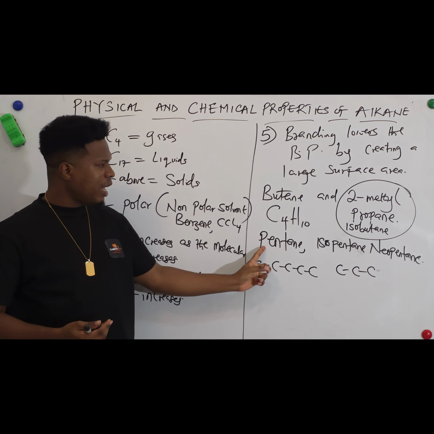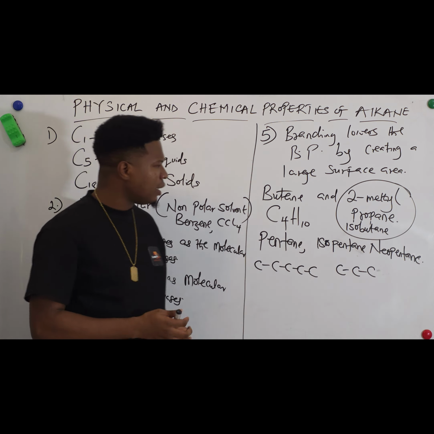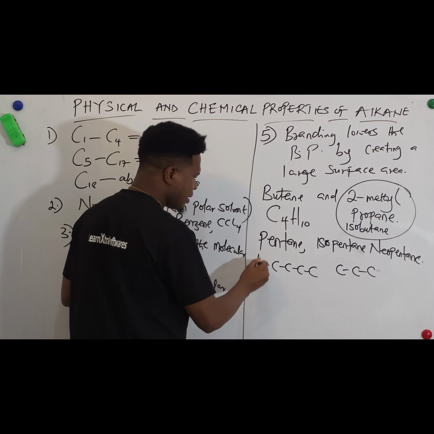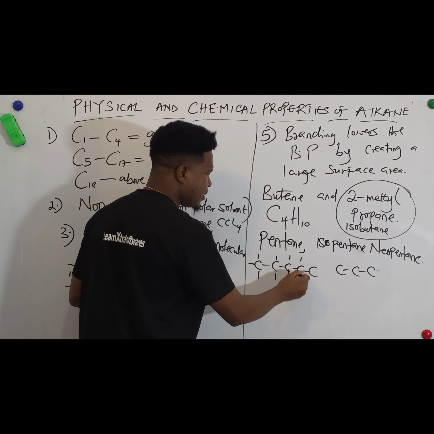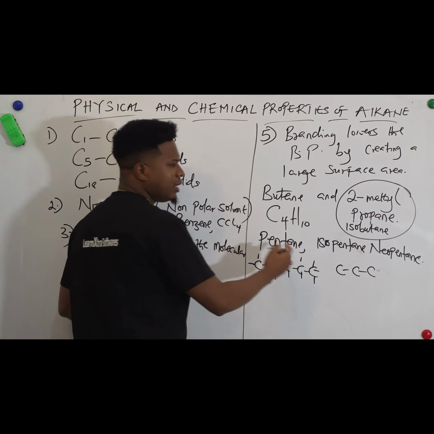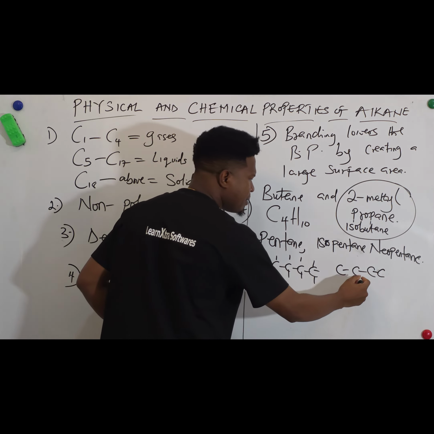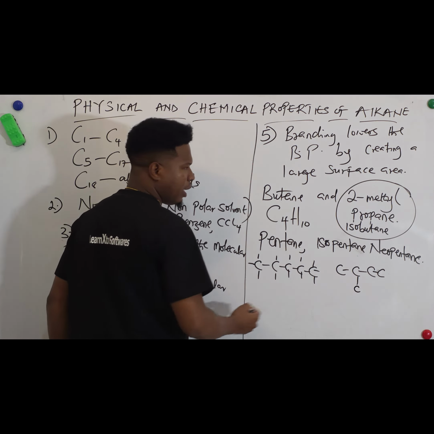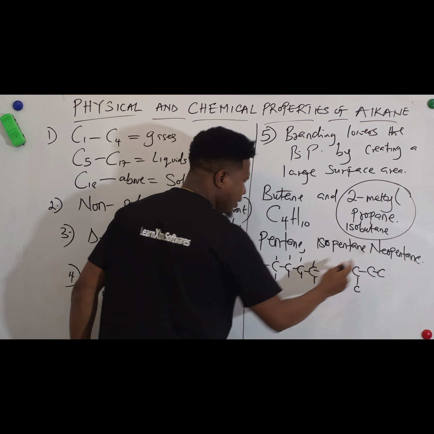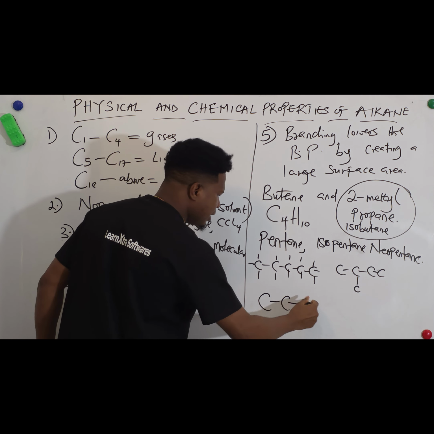Now, pentane, isopentane, and neopentane. This represents pentane, right? Then isopentane is just a pentane that has a branch, one branch. Then neopentane is simply this.